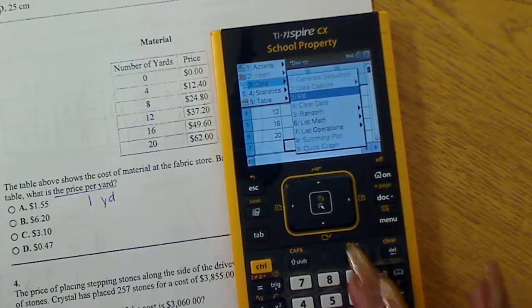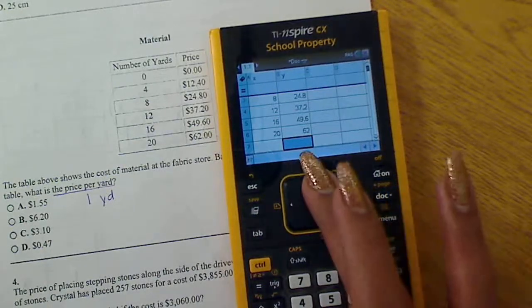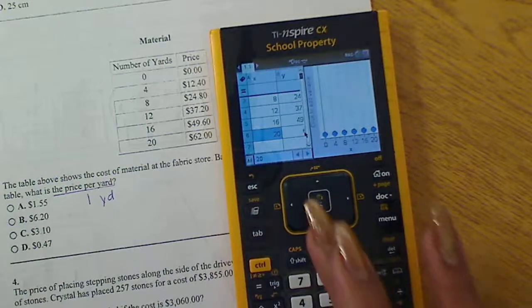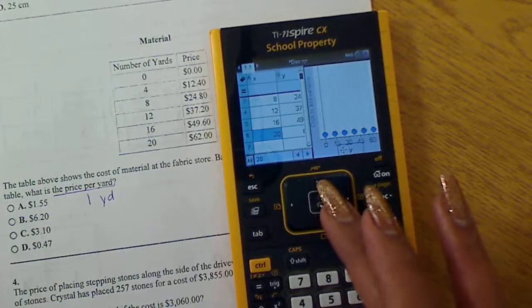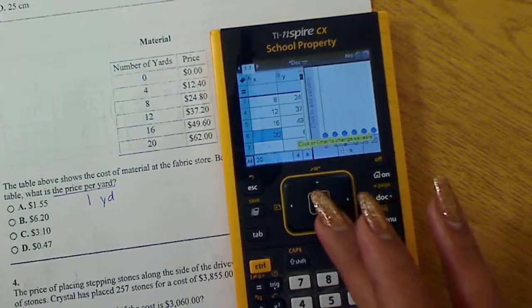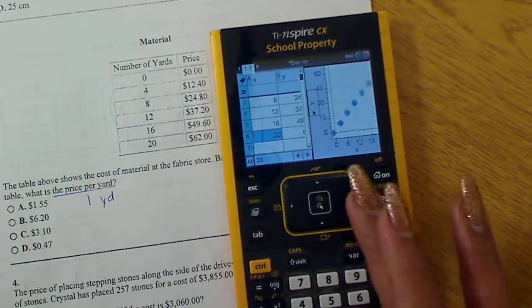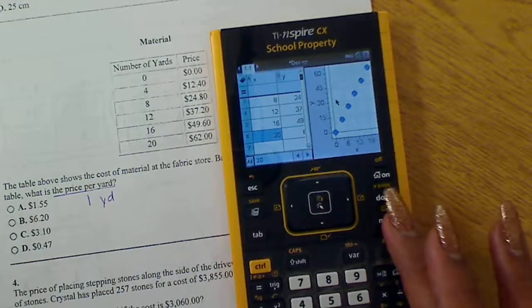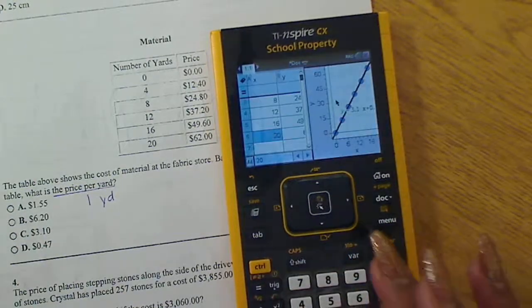Menu 3, 9. Thank you, Gabby. Hold on. Menu 3, 9. Switch the variables. That was supposed to be x. And then you show the equation by hitting menu 4, 6, 1.